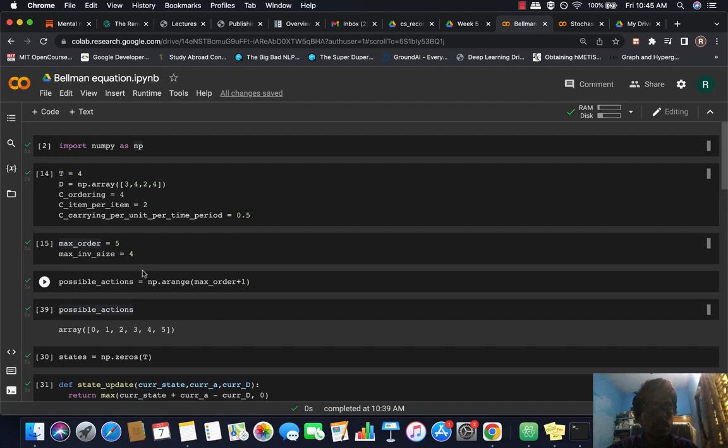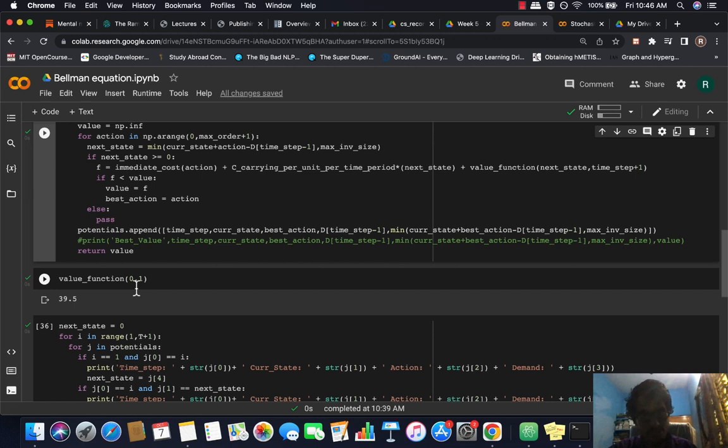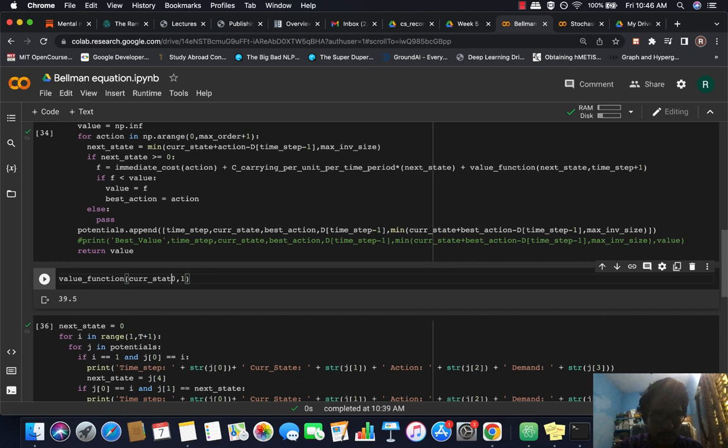Okay, understood? So now we try to solve the problem here. At time step equal to 1, we assume that we don't have any inventory with us. So that is current state equal to 0 and time step equal to 1. Here you can see that the total cost is 39.5.